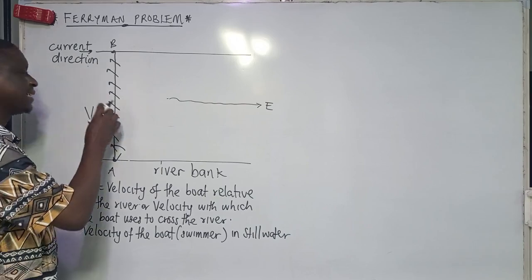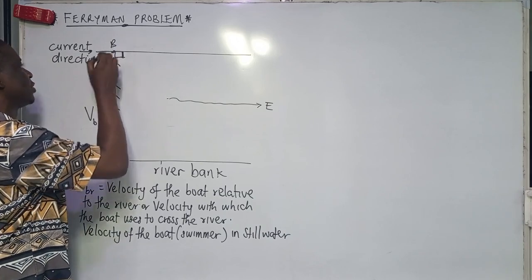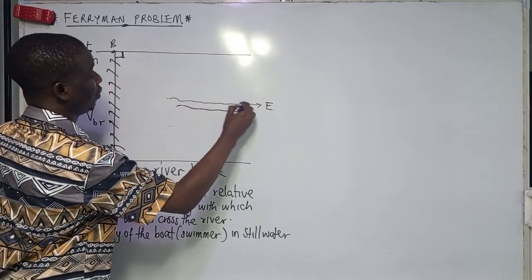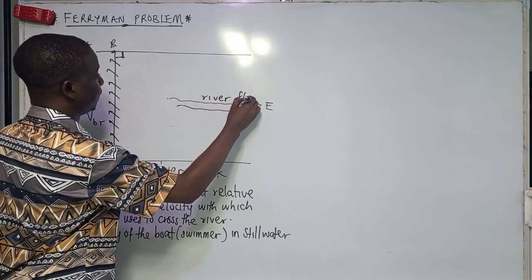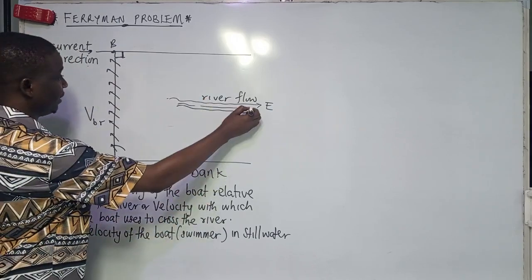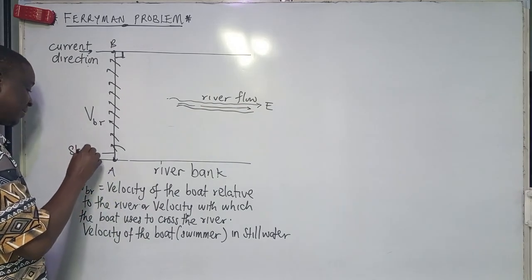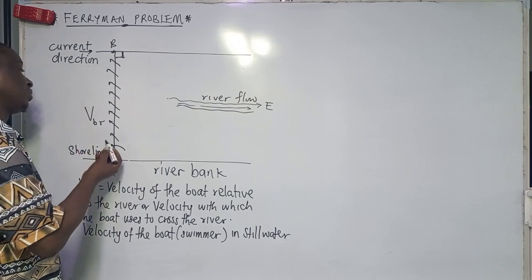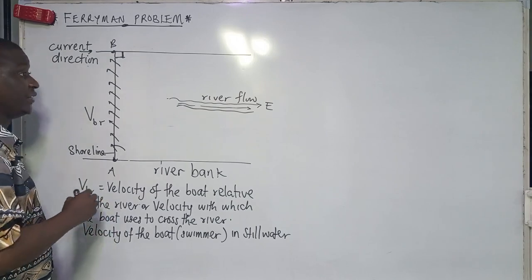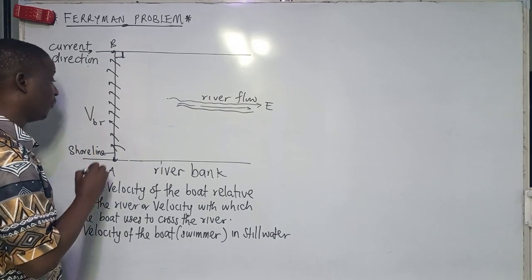Also, we check that the velocity is moving perpendicular to the current direction of the river. This is the current direction. This is the river flow, in this direction to the east. Now, this is what we call the shoreline, the line that the boat will pass to cross the river. Let's call it the shoreline of the river. And this is the bank of the river.